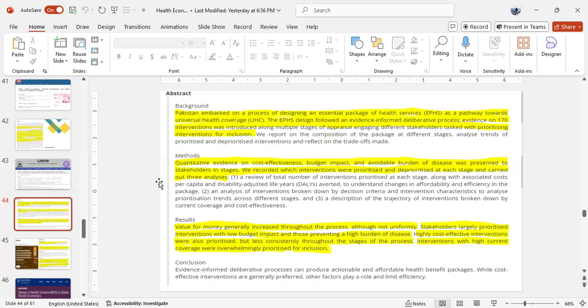Value for money generally increased throughout the process, although not uniformly. Stakeholders largely prioritized interventions with low budget impact and those preventing a high burden of disease. Highly cost-effective interventions were also prioritized, but less consistently throughout the stages of the process. Interventions with high current coverage were overwhelmingly prioritized for inclusion.